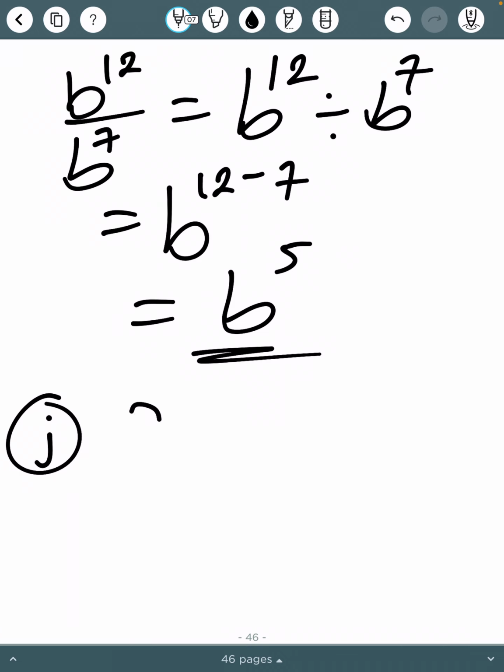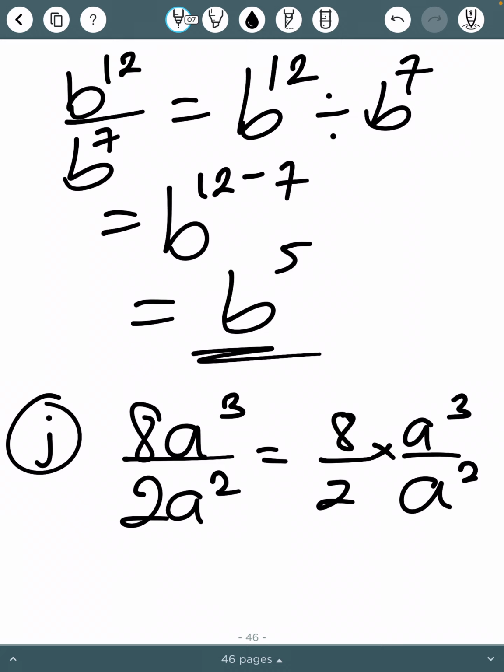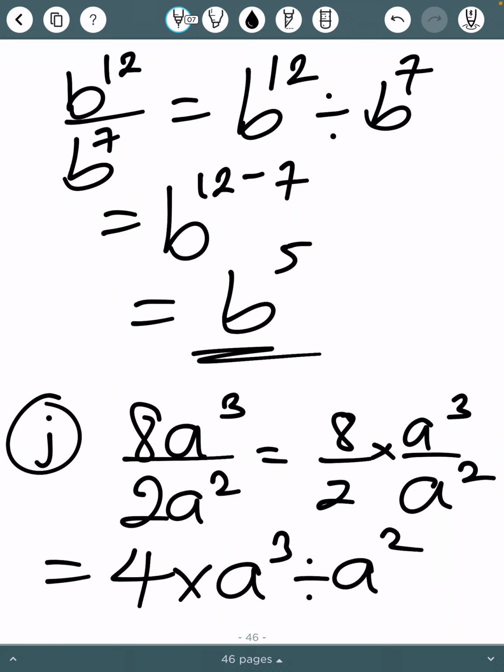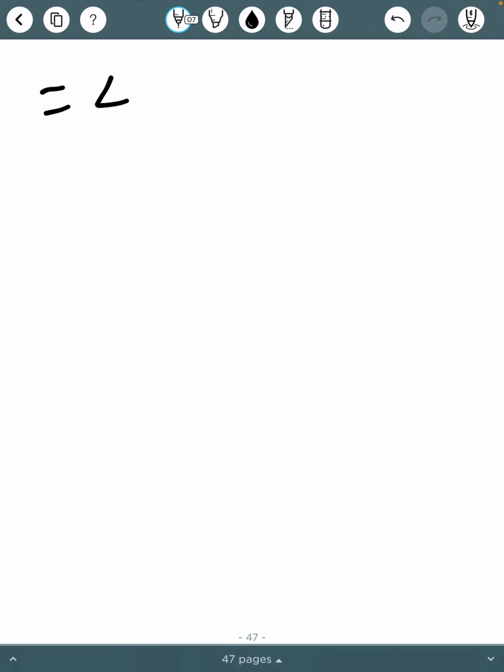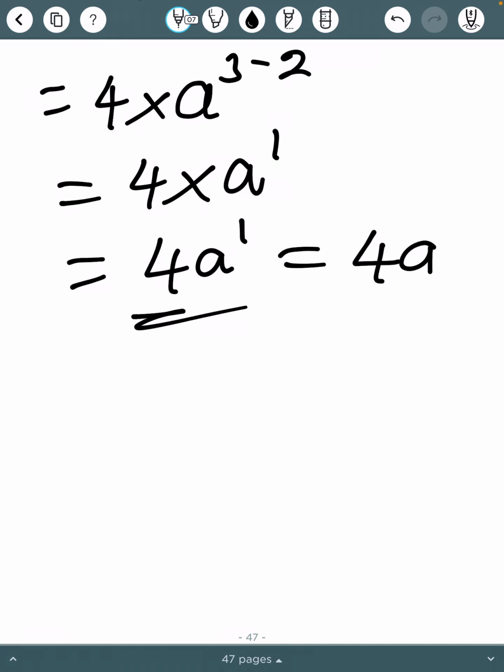Next. 8a raised to power 3 over 2a squared. I can just separate the numbers: 8 over 2 times a raised to power 3 over a squared. 8 over 2 is 4. So I have 4 times a raised to power 3 divided by a squared. That gives me 4 times a raised to power 3 minus 2, which is 4 times a raised to power 1, or 4a. Since I'm leaving my answer in index form, any of the last forms are correct.